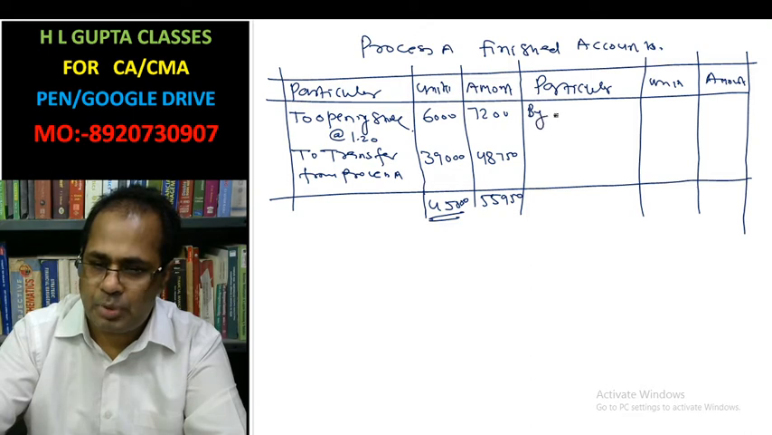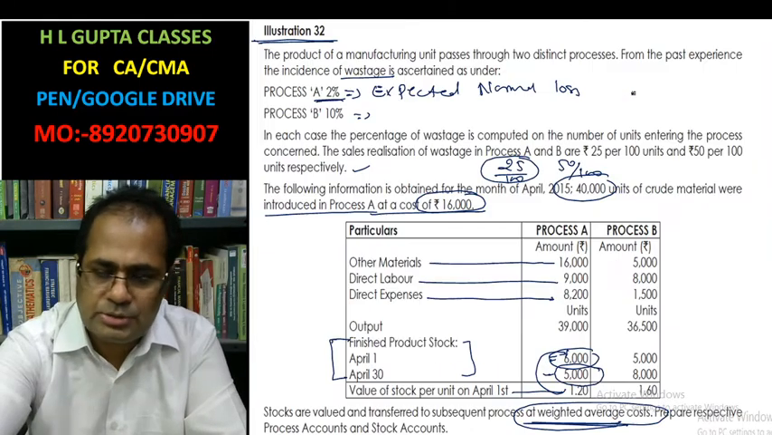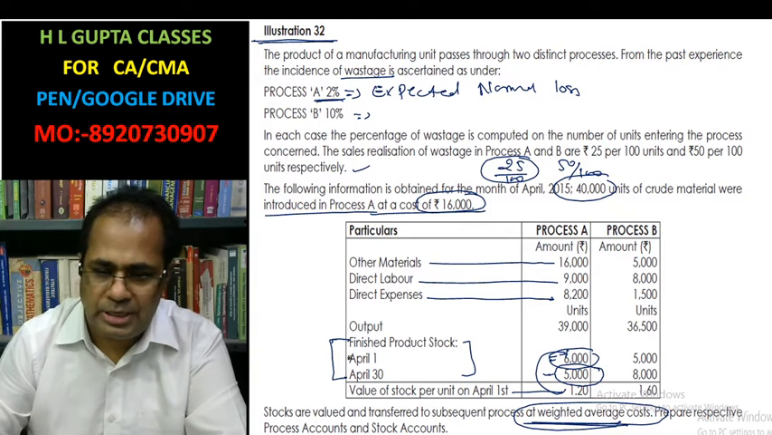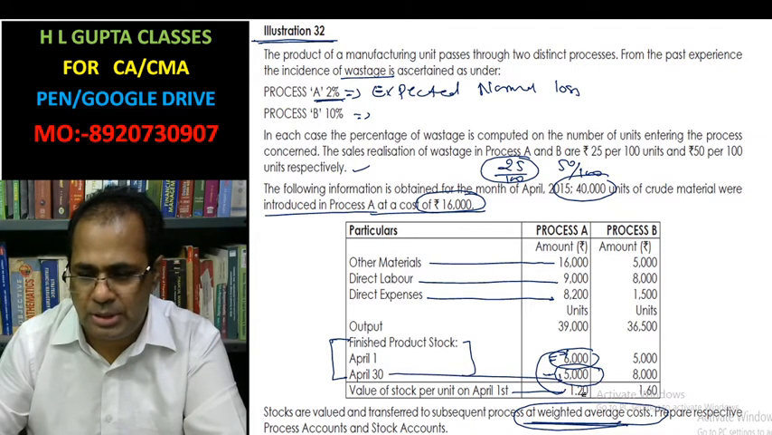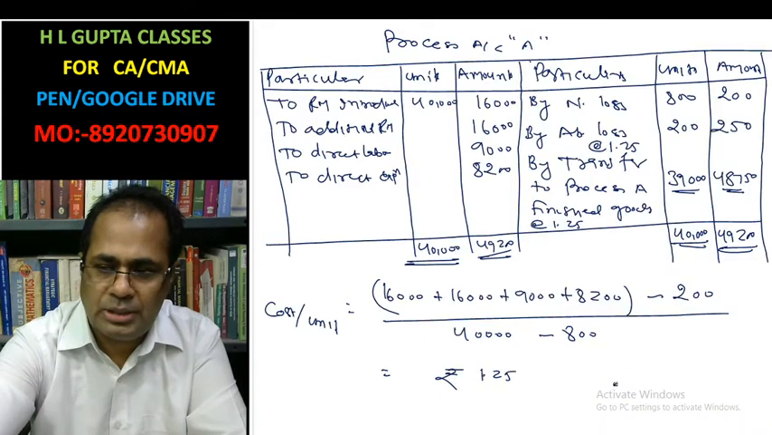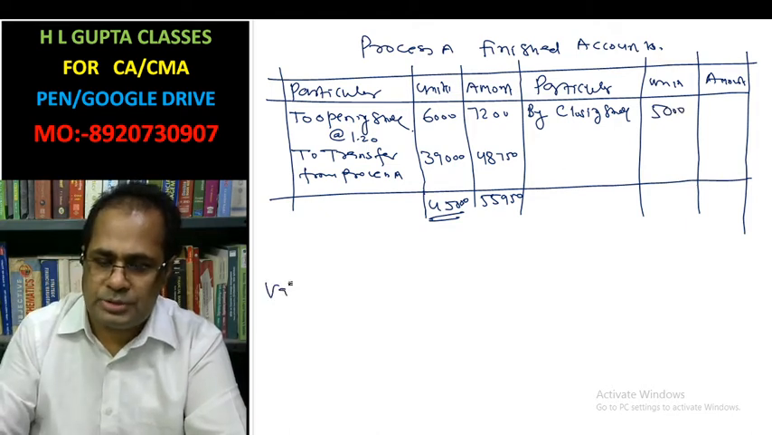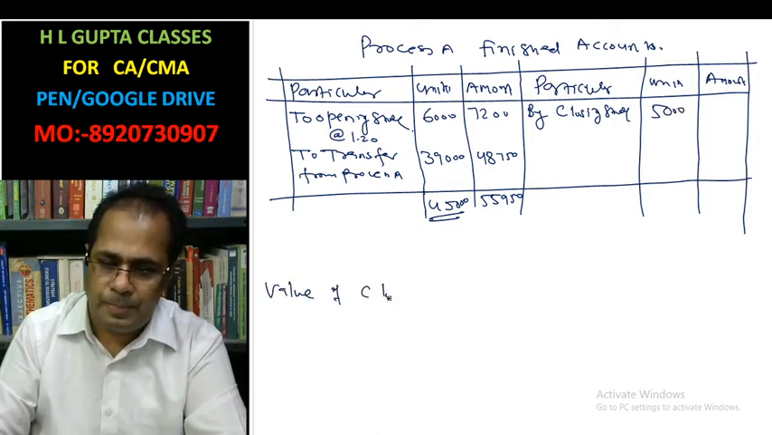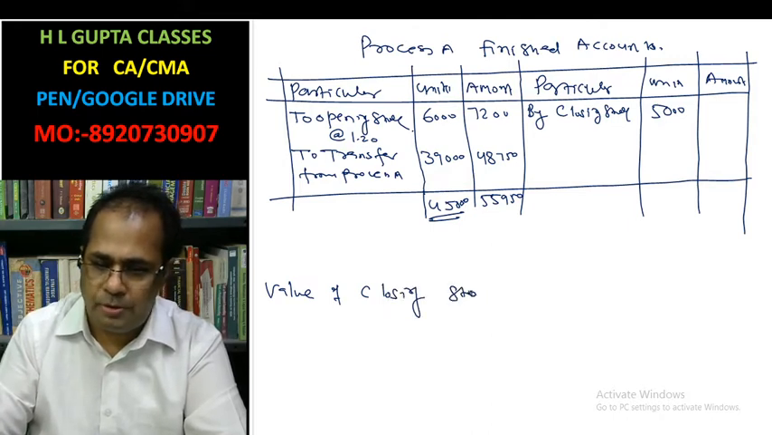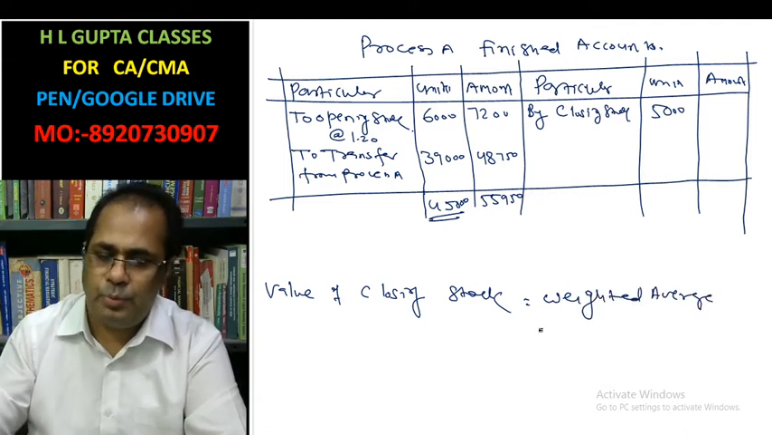By closing a stock, look at it. What is the closing a stock finished goods? Closing a stock finished good is given here. On 30th April, the closing stock is 5,000 and its value is a weighted average cost. That is closing stock is 5,000 here. Value of closing stock. This is calculated weighted average method.